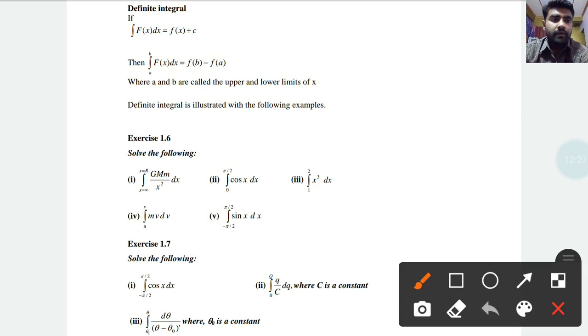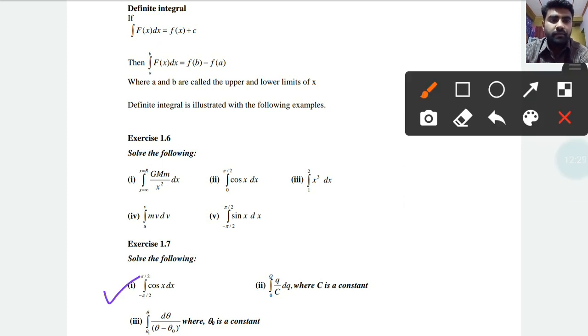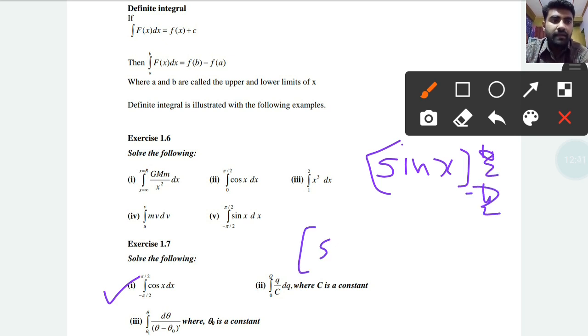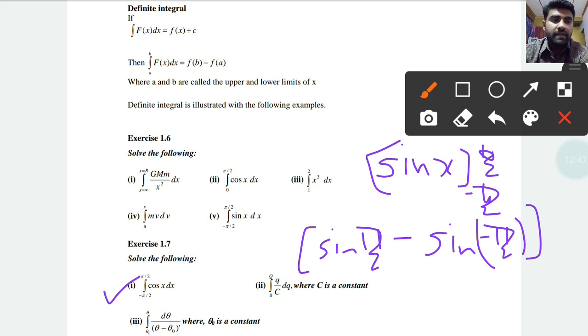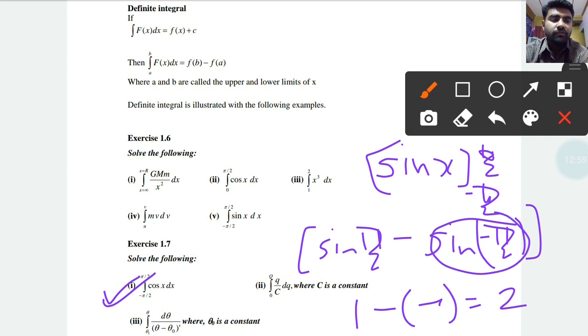Then next here, this one, cos x dx, right? Cos x dx gives sin x, upper limit pi by 2, lower limit minus pi by 2. So upper limit sin pi by 2 minus lower limit sin minus pi by 2. So sin 90 is 1, minus, here again minus 1, so that will be 2. So the answer of this one is 2, because sin minus pi by 2 is minus 1, so minus minus becomes plus.